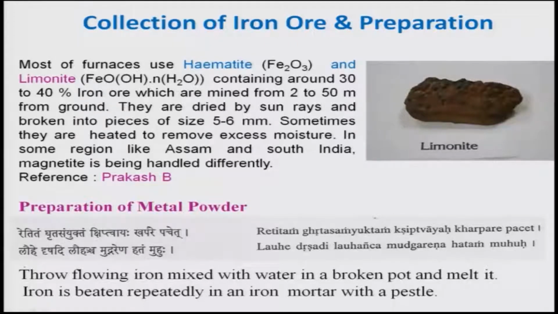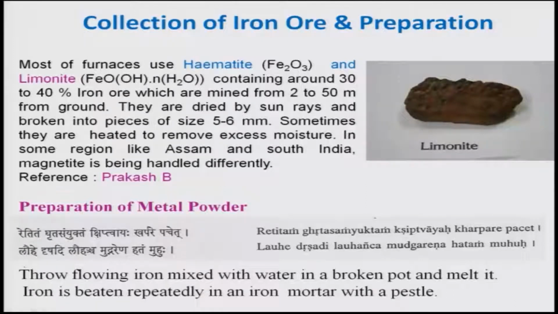And once they get these iron ores from the mines, they will try to dry them using the sun rays, and also break them into pieces of size 5 to 6 mm. Sometimes if the moisture is more in the iron ores, they will heat it at a low temperature, so that the excess moisture will be removed. And in some regions like Assam or South India, magnetite is handled differently, because it is a different kind of iron ore.